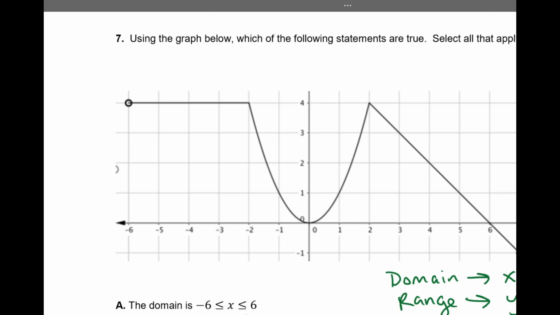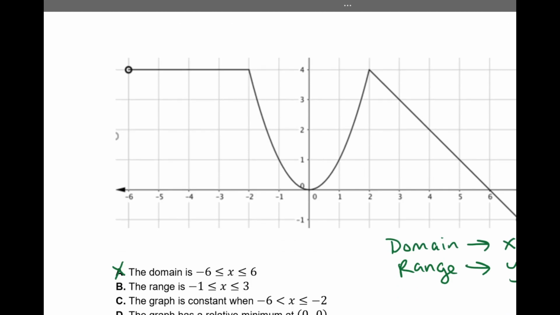So the domain, which is your x, is -6. So -6 over here, less than that. There are no numbers that are actually less than -6, so that's correct so far. Or less than 6. So less than 6 over here. Is there an x that is less than 6 or greater than 6? Yeah, there is. There's a 7 right here. So is that a true statement? No, that's a false statement. So that's wrong. Okay, let's move on.